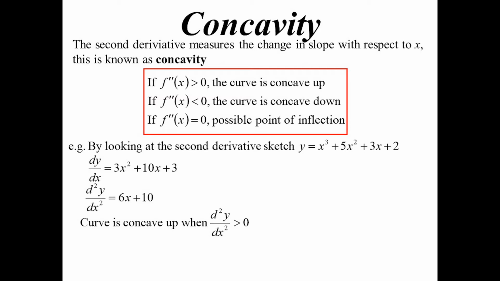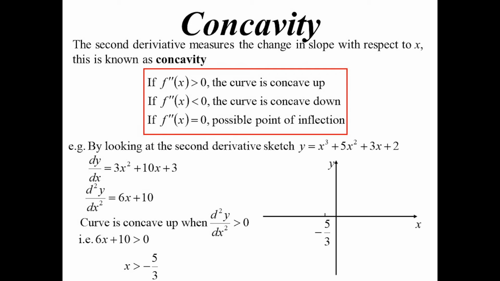The interesting point to work out then is, well, when is it always positive? When is it concave up? I suppose I could have just as easily worked out when it's concave down, but I've chosen concave up. So I solved this simple little inequality. So I know that when x is negative 5 on 3, that's when it's going to change its concavity. So a very rough sketch then. Well, there's minus 5 on 3. So I know, well, on the left-hand side of that, it must be concave down, and on the right-hand side of that, it must be concave up. So as I say, a very rough sketch.